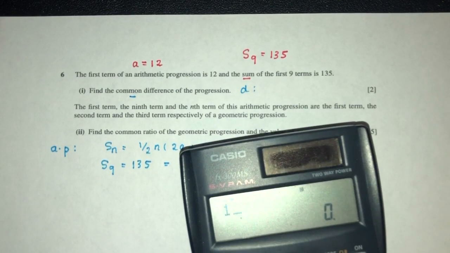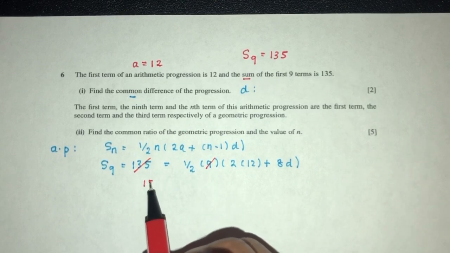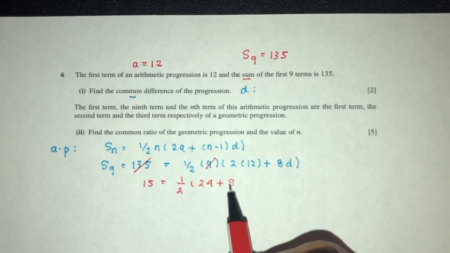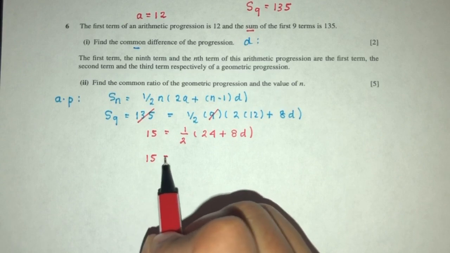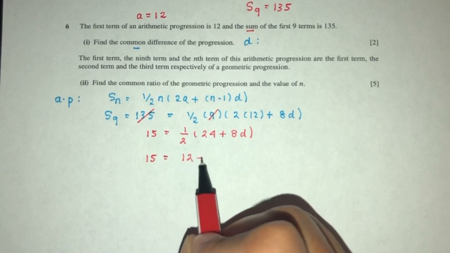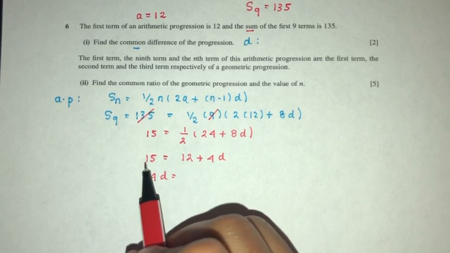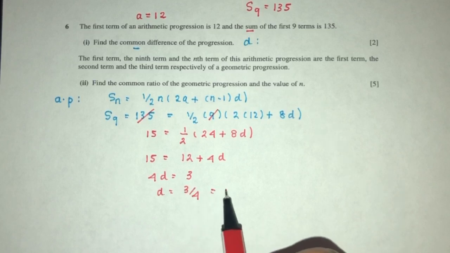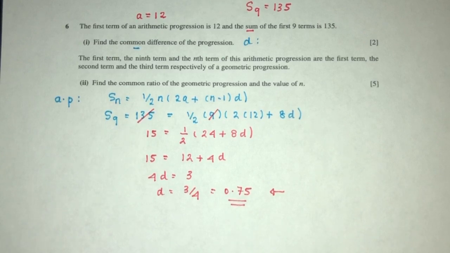So divide by 9 on both sides. Let's see what happens. That will cancel out, and that should be 15. That should be 1 over 2, and that should be 24 plus 8d. Divide by 2. On this side you will have 15. This will go away. You will have 12 plus 4d. So 4d will be the value of what? 15 minus 12 should be 3, so d will be 3 over 4, or you can write 0.75. So that will be your common difference among the terms. That will be part 1 of your question.